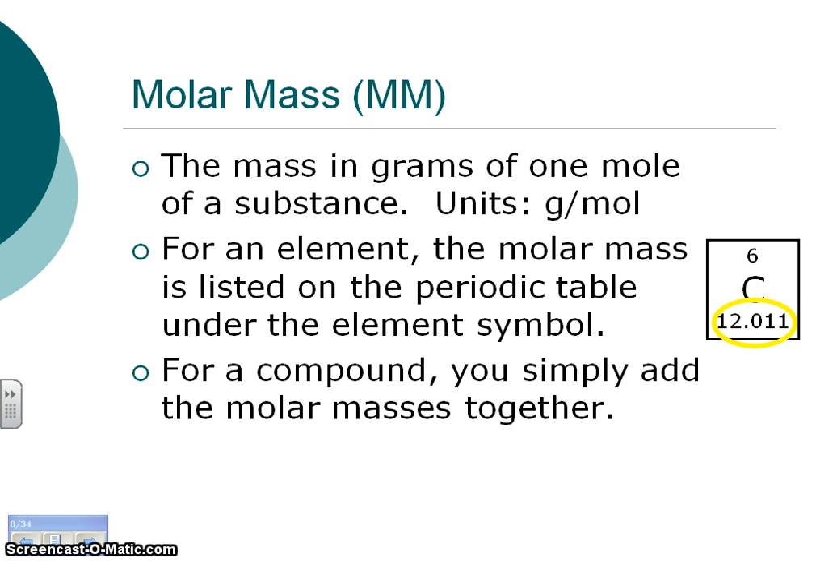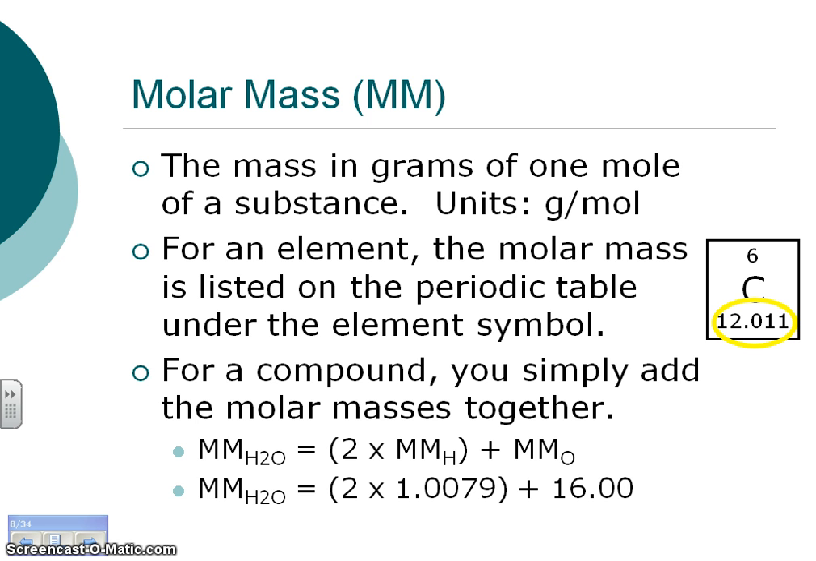For a compound, all you're going to do is add the molar masses together. So if I wanted to look at the molar mass of H2O, I have 2 hydrogens and 1 oxygen, so I'm going to add together the molar mass of 2 hydrogens, that's 2 times 1.0079, plus 16.00. Now to make things easier for you guys, we're going to round our numbers to the nearest whole number. So we're going to use all whole numbers.